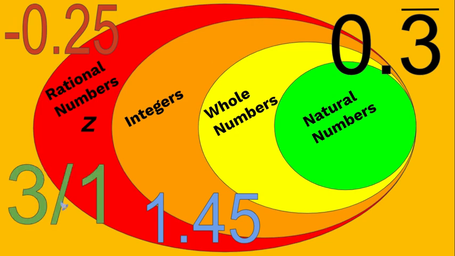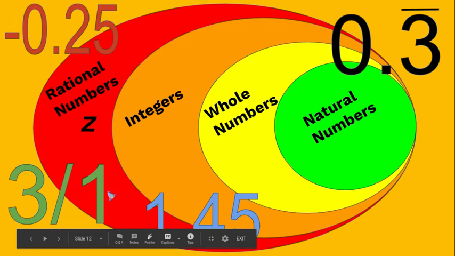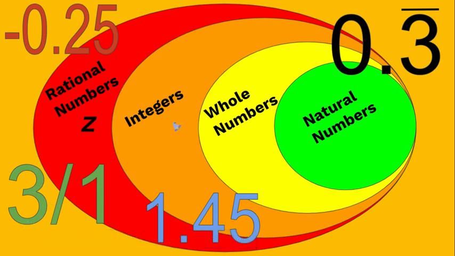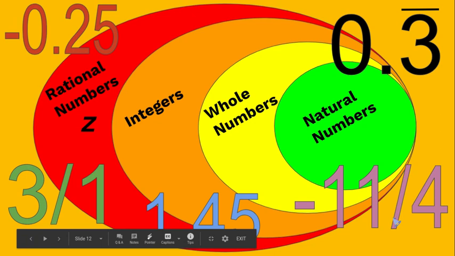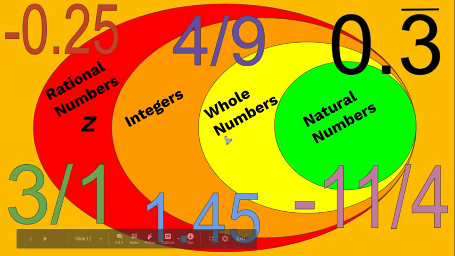3/1. So we know 3/1 is just like saying 3 divided by 1 is 3. That's a whole number and a natural number, but we can write it as a fraction just by putting it over 1. So that makes it a rational number. Or -11/4. That's going to end up being a mixed number if I reduce it because the bigger number is on top. But it's still a rational number because I can write it as a fraction. And then 4/9. That's a fraction, so that means it's a rational number.